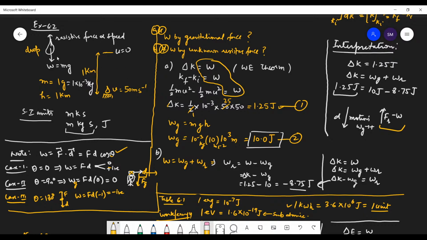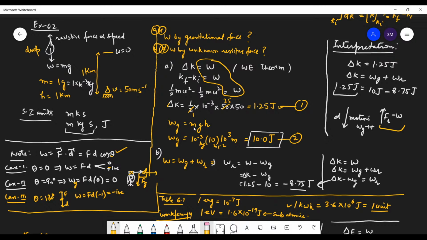Kinetic energy final minus initial. The drop came down from a height of 1 kilometer, and 1 gram is 10 to the power minus 3 kilogram. That is the mass of the drop. Initially it was in the clouds, so the initial velocity was 0, and the final velocity is 50 meters per second. So final kinetic energy minus initial kinetic energy: putting the values of v and u, u is 0, so that term becomes 0, leaving half m v square. I've calculated the change in kinetic energy as 1.25 joules.